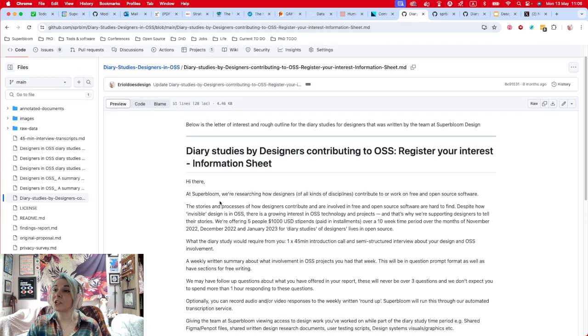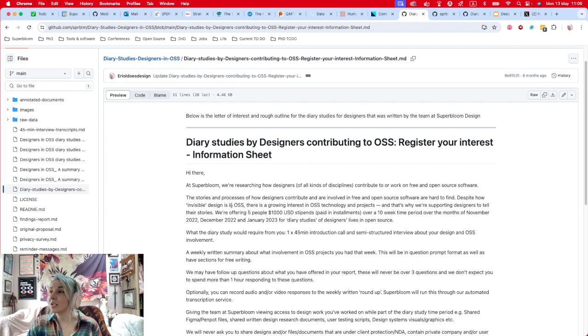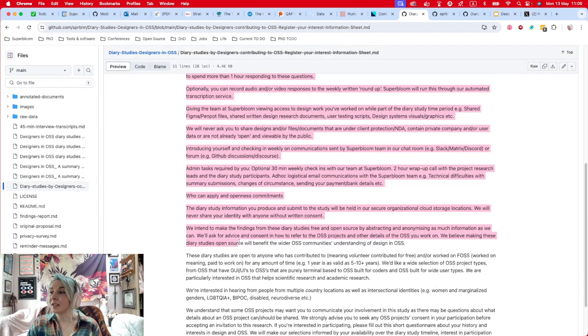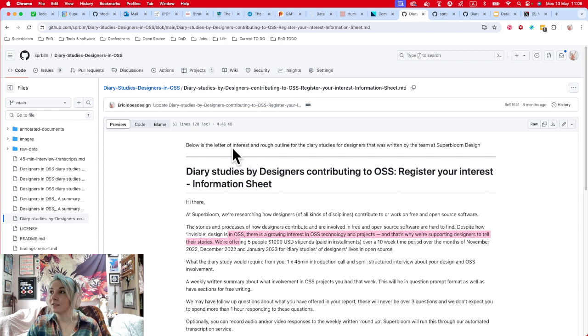Oh, so this is the registration information sheet. This is another thing if folks are looking: this is the expression of interest, or the letter of interest essentially, that we were doing recruitment for. So what we sent to people, if they were interested.